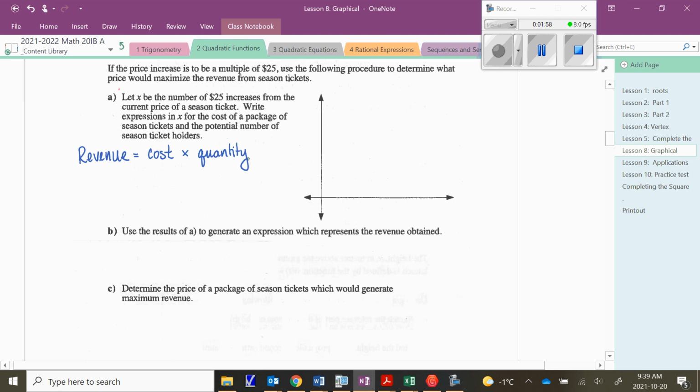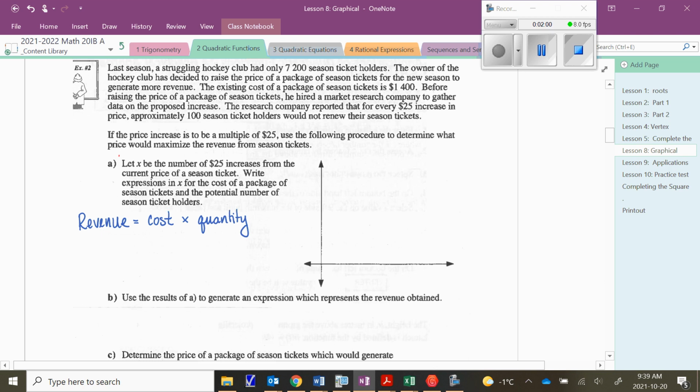So if we take a look at this problem, the current revenue is going to be the cost, $1,400, and we're selling 7,200. A quick calculation on that tells us that our current revenue is $10,080,000.